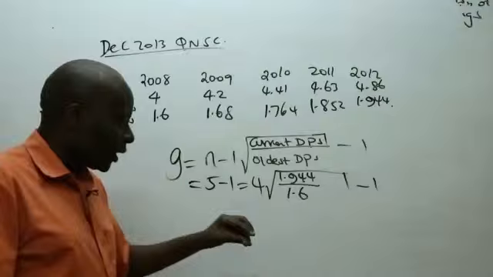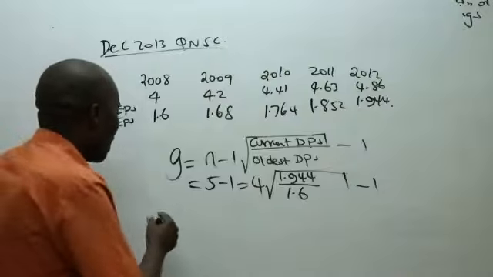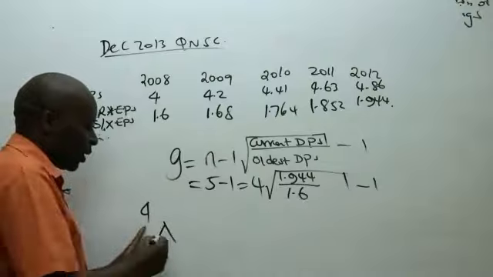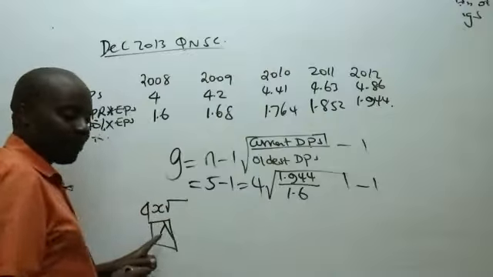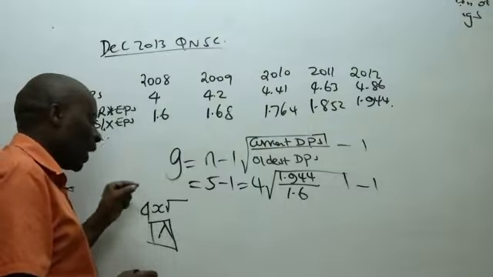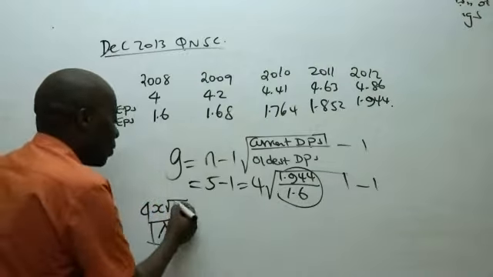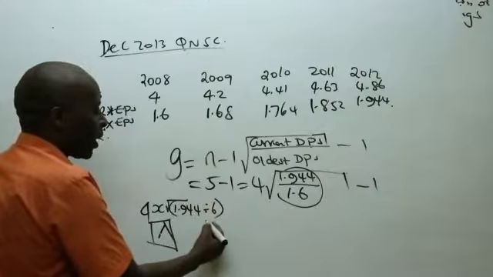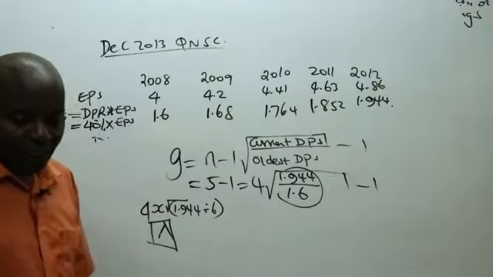So first of all, get the quotient: 1.944 divided by 1.6. Once I get that answer, I'll say 4, and then I look for shift, because I want its x root. So I press shift, and then I'll be able to see the x root. Once I have the x root displayed, I can even use brackets: 1.944 divided by 1.6, close brackets, equals. Whatever I get, I'll come and say minus 1.